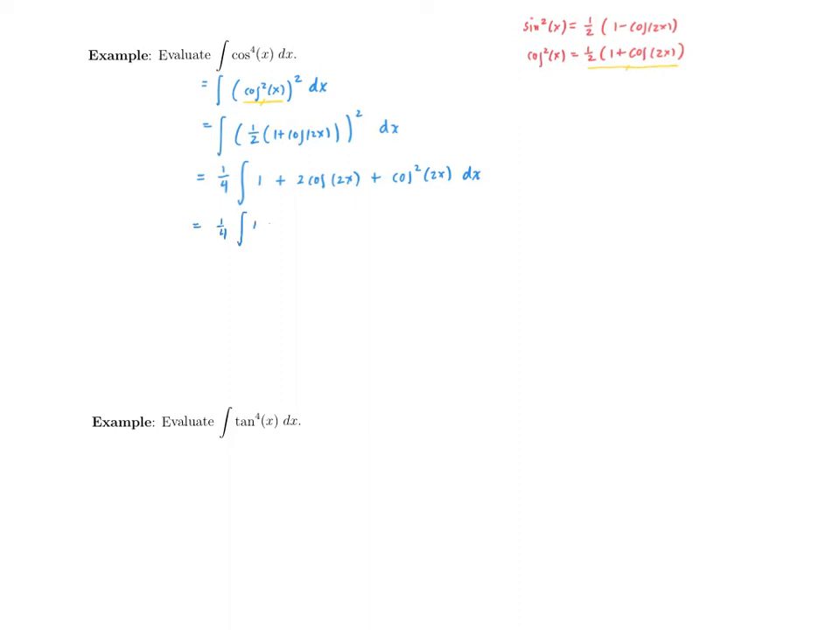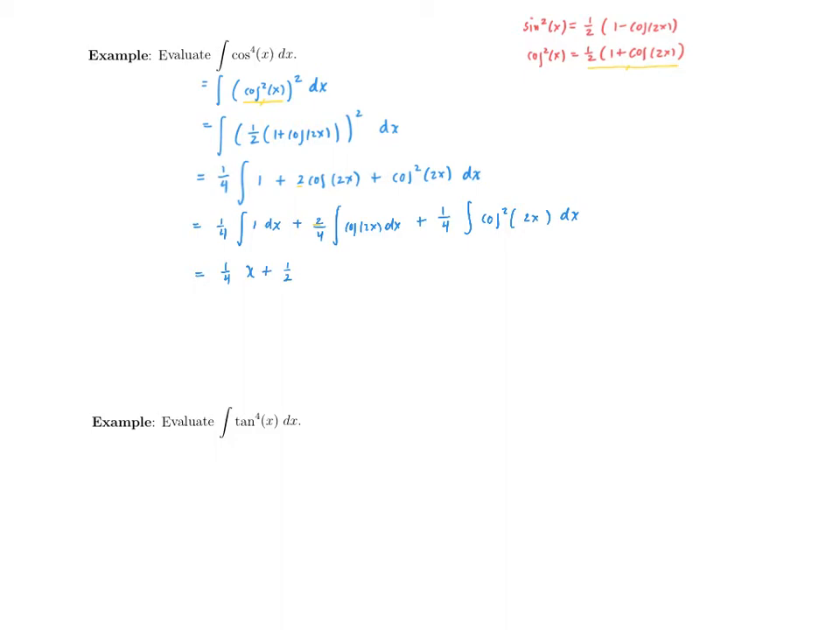So 1/4 the integral of 1, that part we can handle. Plus, we have 2/4, where this 2 is coming from pulling the 2 out of the integral, the integral of cosine 2x, plus 1/4 the integral of cosine squared of 2x. And as long as we can evaluate each of these integrals individually, we're going to be good to go. And I'm going to note the first 2 are no problem whatsoever. An antiderivative of 1 is x.